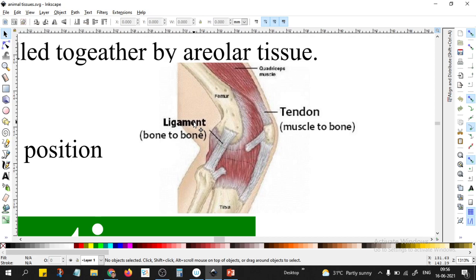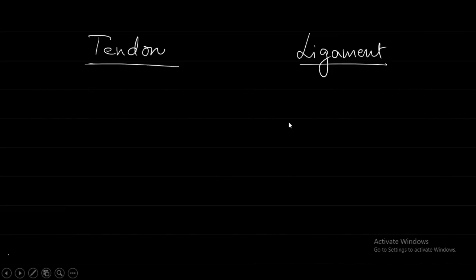But these kinds of confusing terms are very favorite among examiners. Okay, what question will be coming in the exam? Mostly these kinds of confusing terms are very favorite. So tendon is going to connect what to what? Muscles to bone. Muscles to bone.